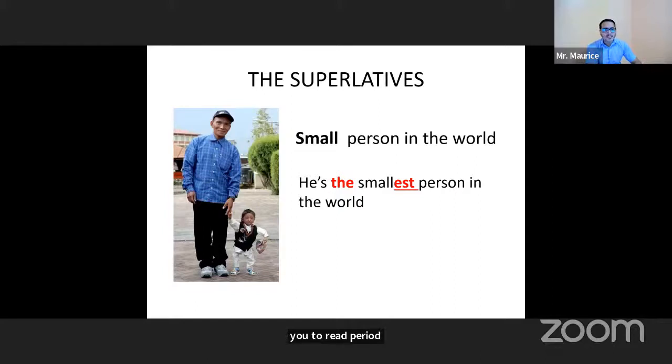You see, small is an adjective, so in the superlative form it is smallest, superlative form. You see? The smallest. Let's continue.